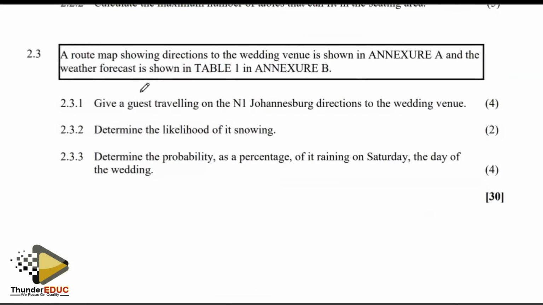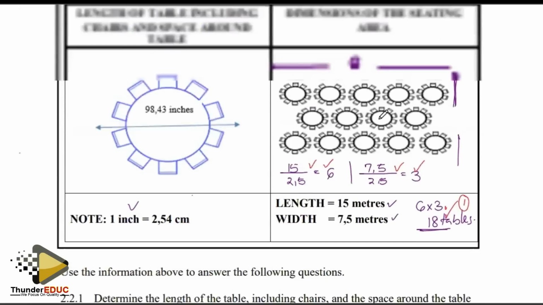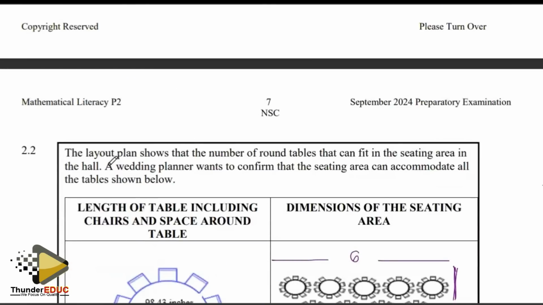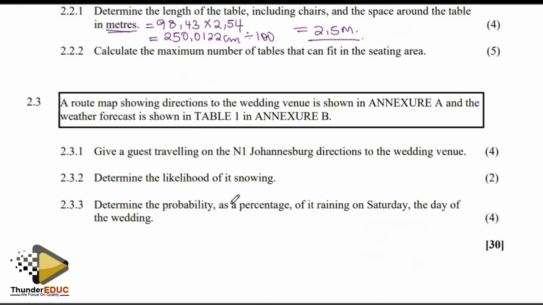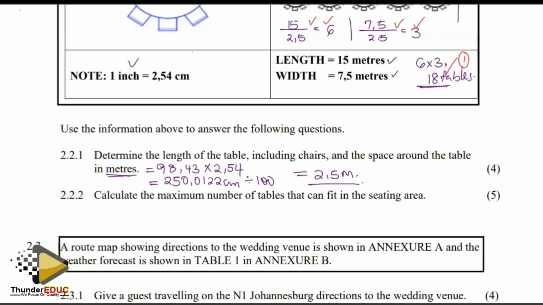Question 2.3: a route map showing the direction to the wedding venue is shown on annexure A. The weather forecast is shown in table 1 in annexure B. Give the guest traveling on the N1 Johannesburg direction to the wedding venue. First and foremost, we need to know where the wedding venue is. The question does not talk of the wedding venue at all. Let's go to the next chart.